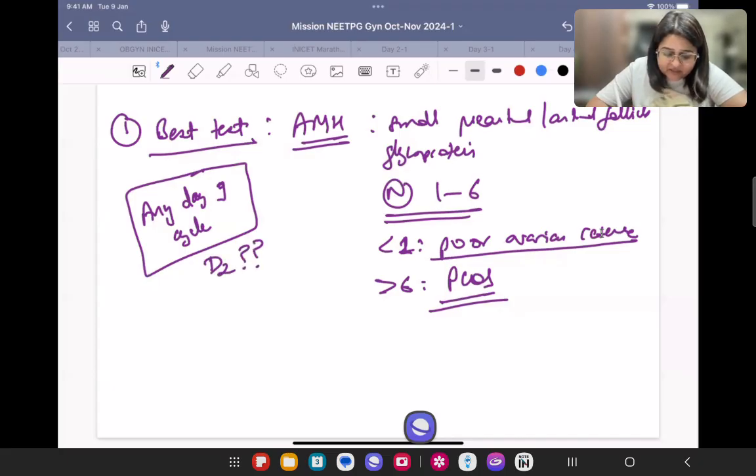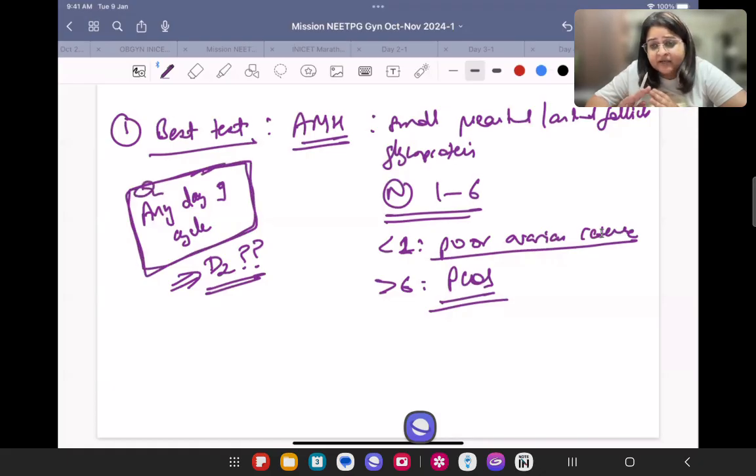But I am writing this as a query because this has not yet come in the books or the guidelines, but some studies are saying it's best done on day 2. But most other places will say, and this has come as a question, it can be done on any day of the cycle. Okay. Small preantral and antral follicles. Now, what are the other tests we can do?